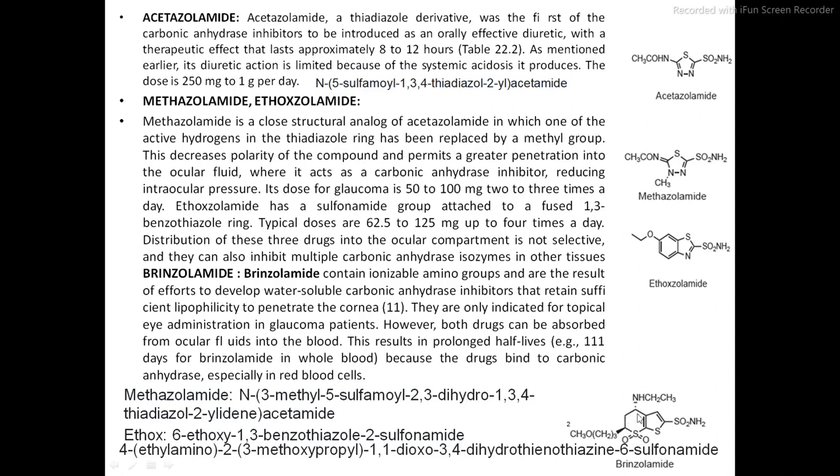Why do we mention 3,4 dihydro? Because there was a double bond in the thiazine ring. Hence, there is no double bond, so we count it as 3,4 dihydro. Thieno thiazine. So this one is thieno thiazine, 6 sulfonamide. So this is the IUPAC nomenclature of our last drug, brinzolamide. And this is all about the carbonic anhydrase inhibitors.